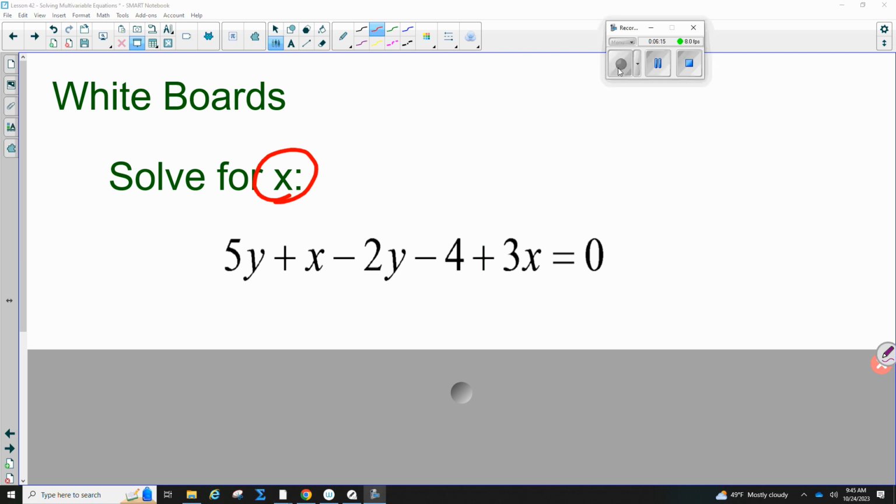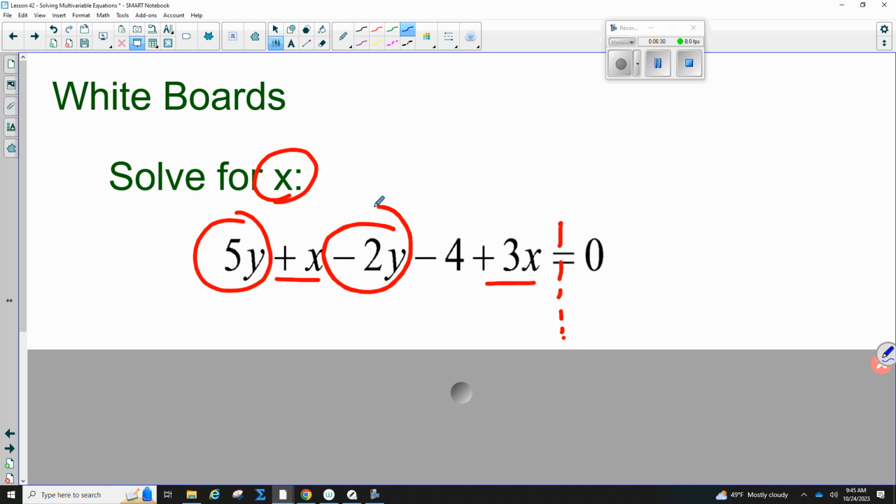All right, hopefully you guys have tried it and you have simplified for x. The first thing you guys need to do, these are on the same side, so they need to add together. And same with the y's. I have a 5y and a negative 2y. So that makes 3y. All right, and then I have a positive 1x and a positive 3x. So that's a plus 4x and then a minus 4. All of that equals 0.